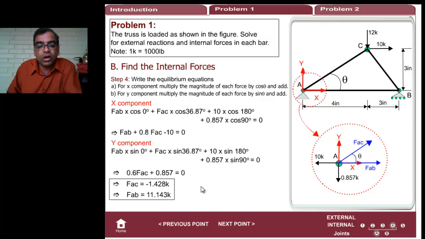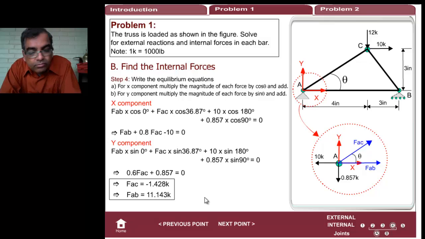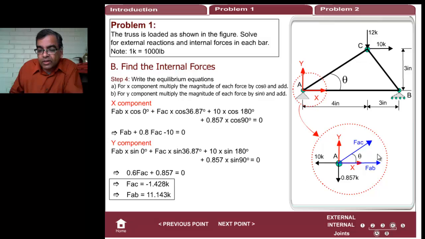And the y components are all negative. Off we go. We solve it and I'll get FAC and FAB. There's nothing to it, right? So I want you to understand. We are done with this joint. Now go to the next joint.